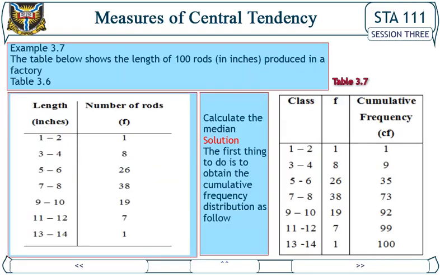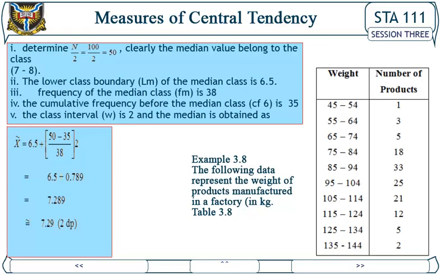Example 3.7. The table below shows the length of 100 rods in inches produced in a factory. Calculate the median. Solution. The first thing to do is to obtain the cumulative frequency distribution as follows. 1. Determine n over 2 is equal to 100 over 2, which is equal to 50. Clearly, the median value belongs to the class 7 to 8.